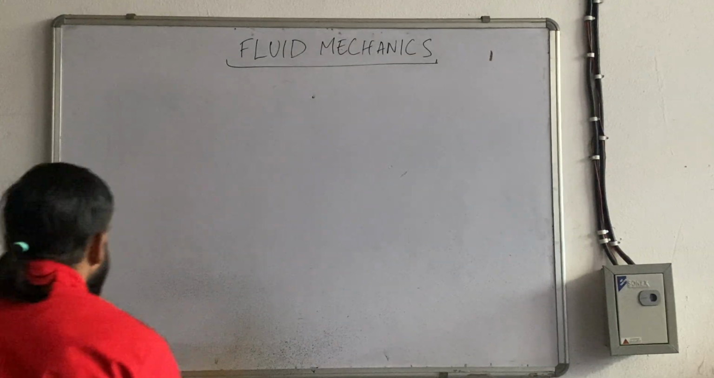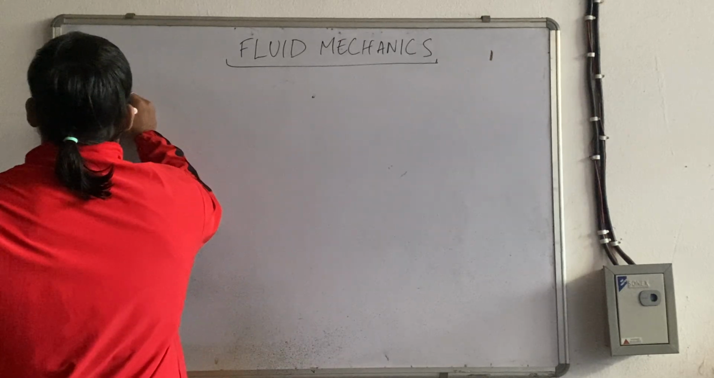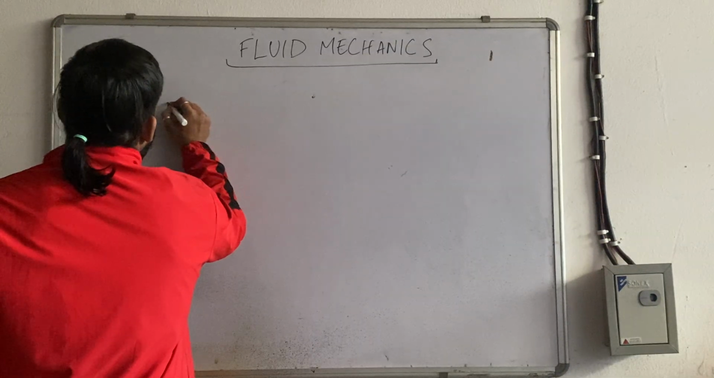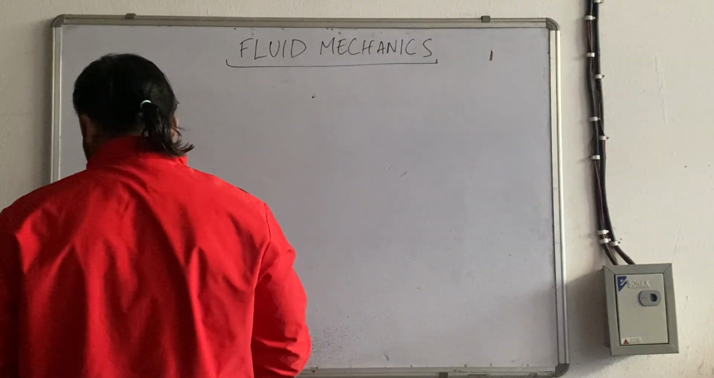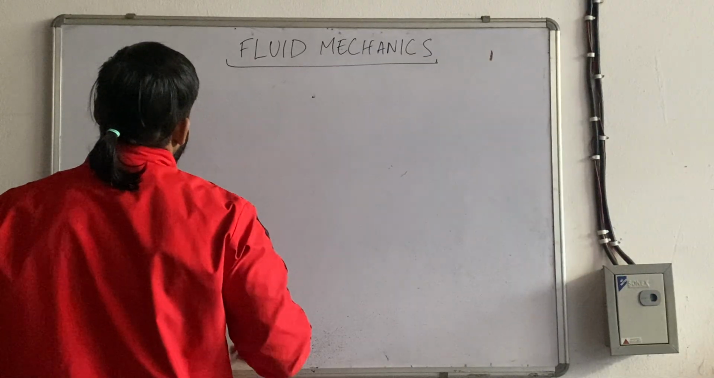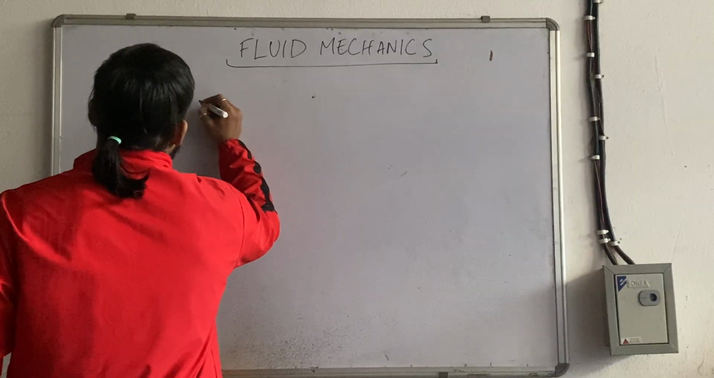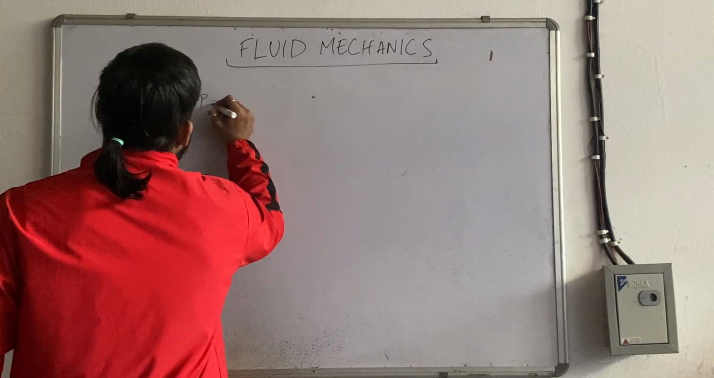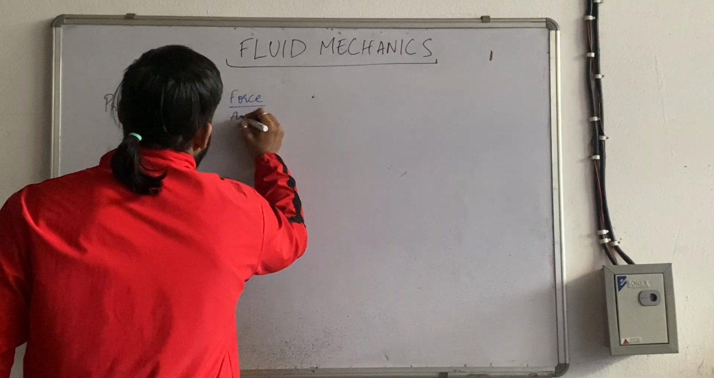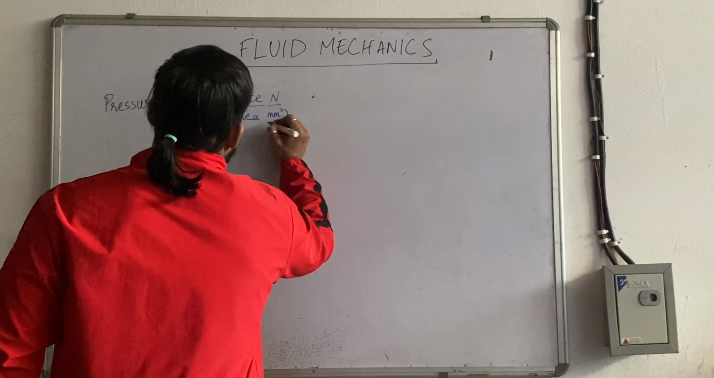So the next topic is pressure. Pressure in general can be defined as the force distributed on a surface area, the ratio of the force distributed on a surface area. That is, we can write it as P equals force upon area, and the unit is Newton per mm square.